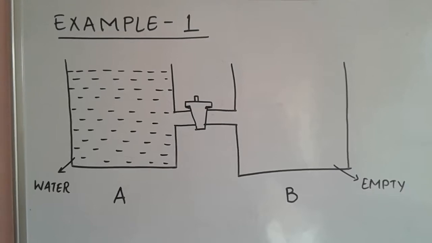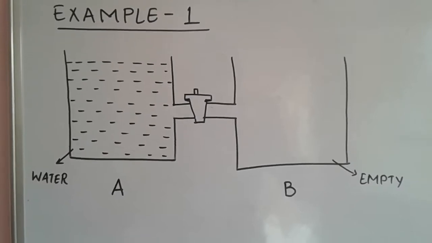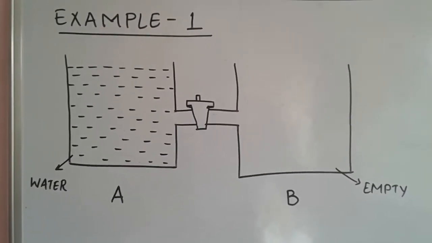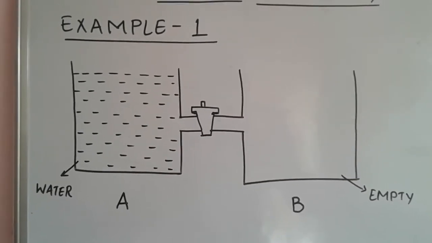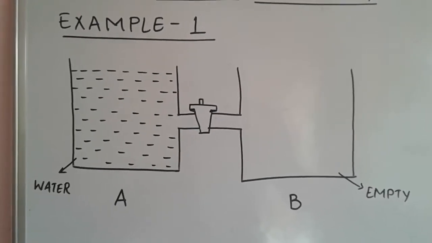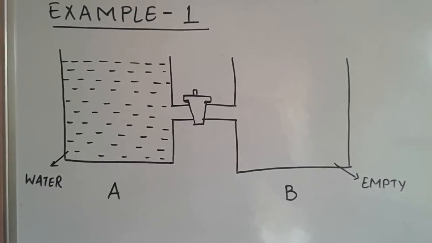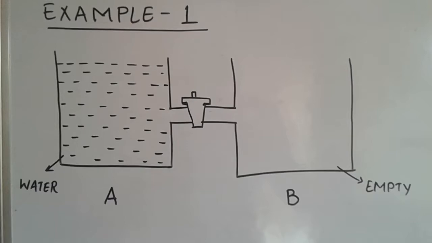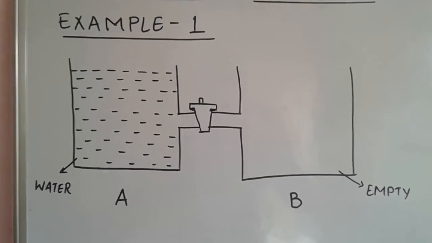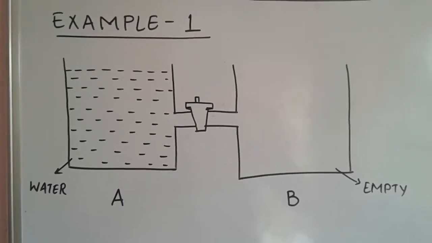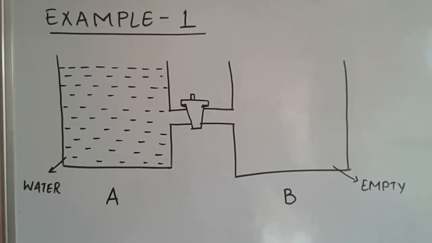In example 1, you can see there are two beakers drawn, beaker A and B. Beaker A consists of water and beaker B is completely empty. In between, there is a stopper so that the flow of the liquid can be regulated according to our need. Now it is closed. So, when the stopper will be open, the water will rush from one portion to another, right? And from which portion will it rush? It will definitely rush from beaker A to beaker B.